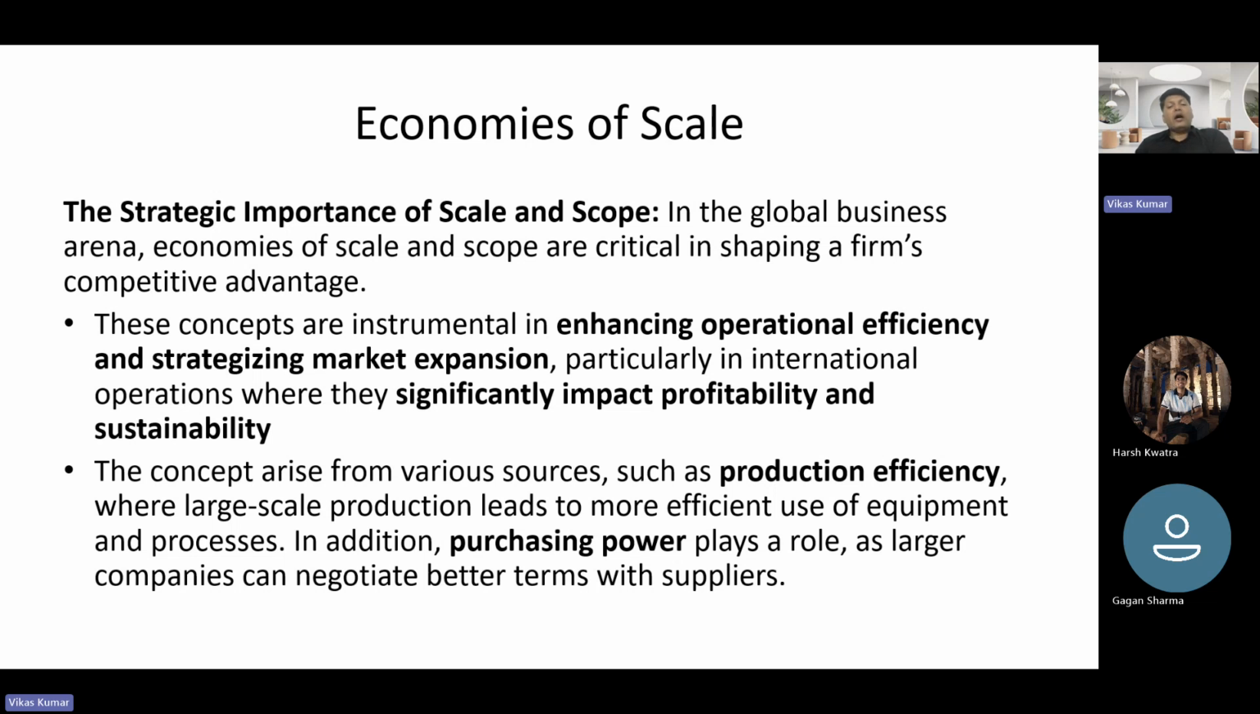This economy of scale arises from various sources like production efficiency, where large scale production leads to more efficient use of equipment and process. In addition, purchasing power plays a role, as larger companies can negotiate better terms with the suppliers. So production efficiency, operational efficiency, market expansion, purchasing power, they play a significant role in increasing the profitability and sustainability of the business of that particular firm because of the economies of scale.